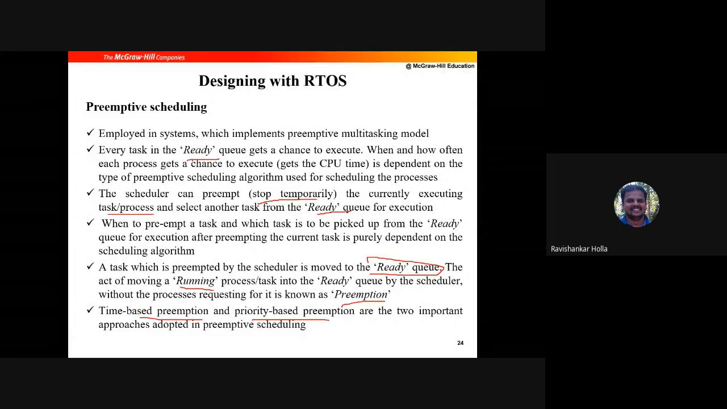Every task in the ready queue gets time to execute. The task which is getting executed is stopped temporarily, and another task which has higher priority or lesser remaining time, as per the scheduling algorithm, is taken from the ready queue and executed. The task which is preempted by the scheduler is moved to the ready queue. This act of moving a running process into the ready queue is called preemption. This preemption could be either time based or priority based.